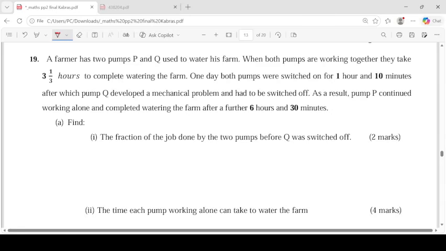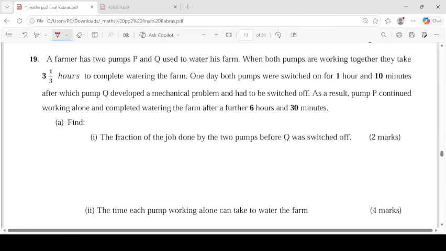Part A of the question: find the fraction of the job done by the two pumps before Q was switched off. So they are saying if P and Q both work together, they take 3 1/3 hours to complete watering the farm. One day, both pumps were switched on for 1 hour 10 minutes, after which pump Q developed a mechanical problem and was switched off. So this is what I want us to know. Let's first get the fraction of the job done by both in 1 hour.